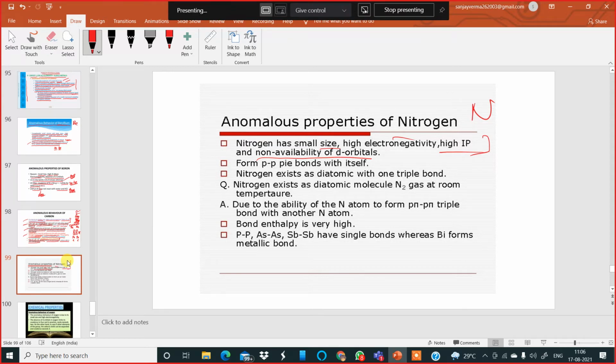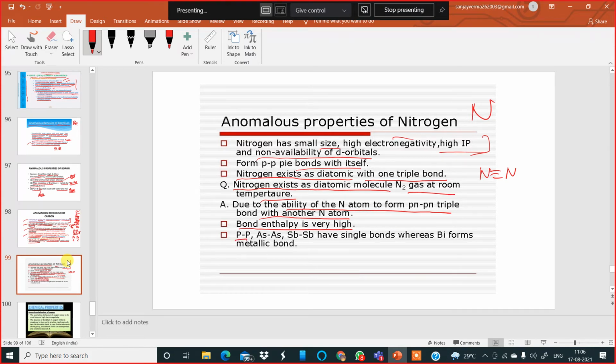It forms p-pi bonds with itself. Nitrogen exists as diatomic, and one triple bond is also possible. If you combine nitrogen with another nitrogen, there is a triple bond, and it forms a possibility of nitrogen-oxygen, a double bond is also possible. Then nitrogen exists as a diatomic molecule, a gas at room temperature. Due to the ability of the nitrogen atom to form a p-pi triple bond with another nitrogen atom, bond enthalpy is very high. It requires a lot of energy to break the nitrogen triple bond.